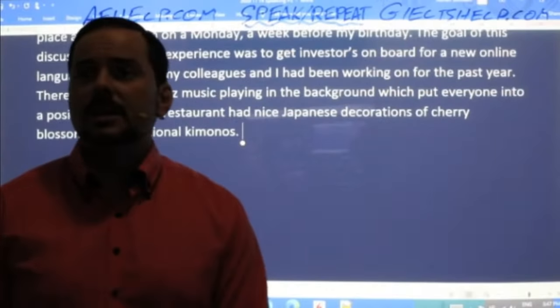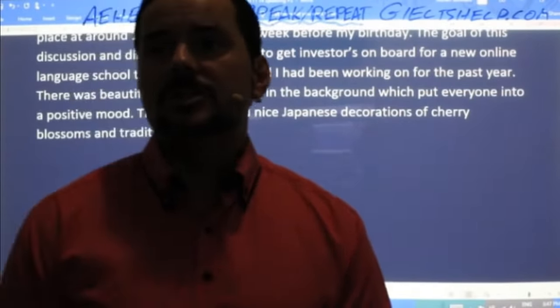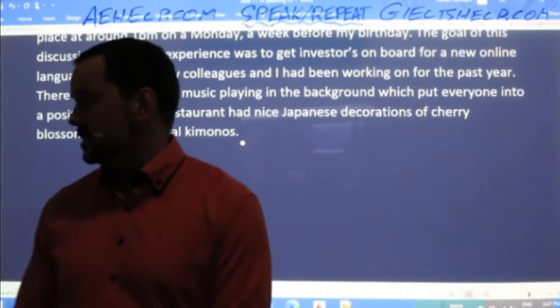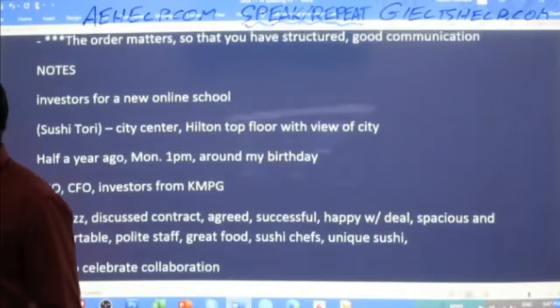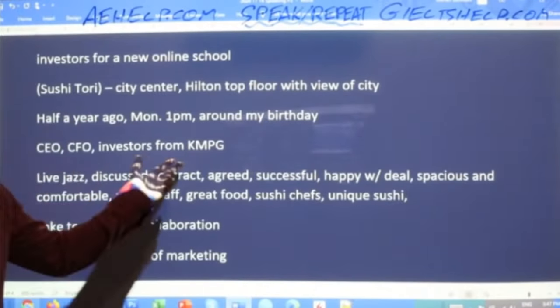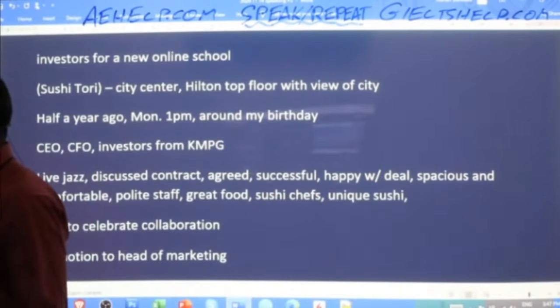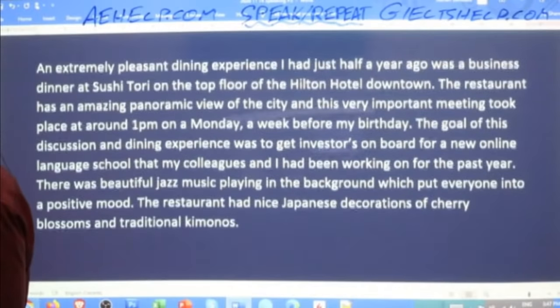Hardik says the meeting was held last week, Monday at 1 p.m. with the company investors. Also, there were a couple of my colleagues who were present. Yeah, so who was present? I take a look at my notes, and I can see that CEO, the CFO, and some investors from KMPG. Okay. Isn't it KPMG? KMPG?